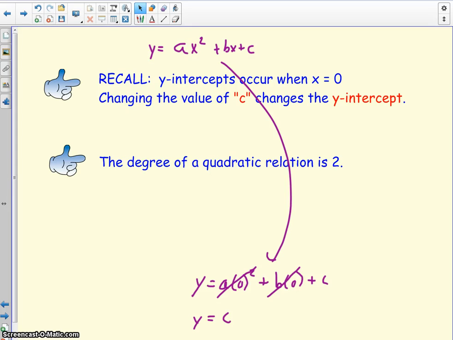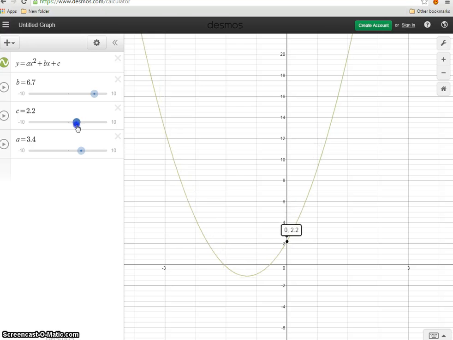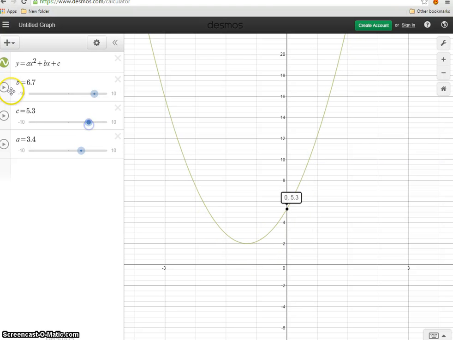Okay, you'll be able to see that from the graph over here. So if here in this graph my c value happens to be 6, well, you can see on the graph that my y-intercept is 6. If I change the value of c, you can see the y-intercept changing with it. Okay, so a nice quick way to find the y-intercept if you have standard form. It's just going to be that c value, that constant.